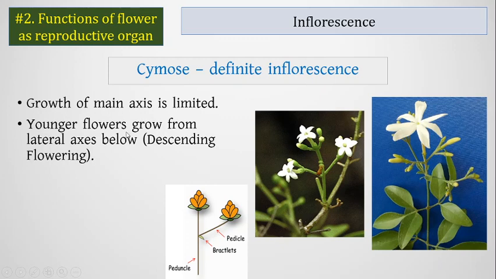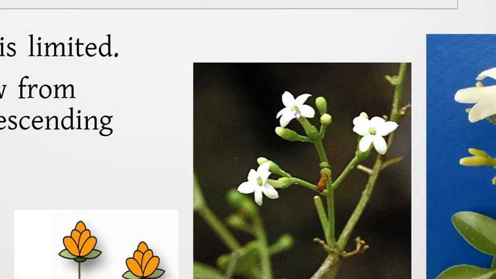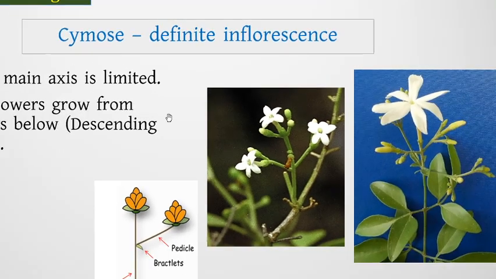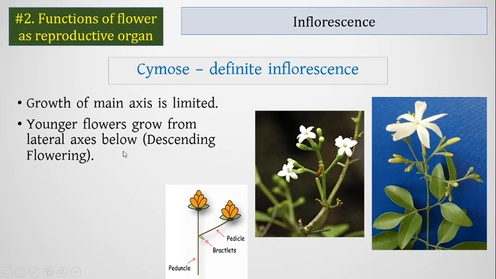This flowering style is called descending flowering, because at first the bottom flower is bloomed, then the new flowers emerge from the bottom of it. So the flowering style proceeds from the top and then consecutively to the bottom. That is why this flowering style is called descending flowering. An example is jasmine, we have said that earlier, Jui, Belly, etc.